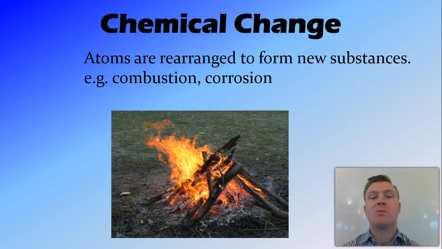Chemical change occurs when atoms are rearranged to form new substances. An example of a chemical change or a chemical reaction is combustion and corrosion. Now, combustion is the chemical name or the scientific name for when we burn something in the presence of oxygen.